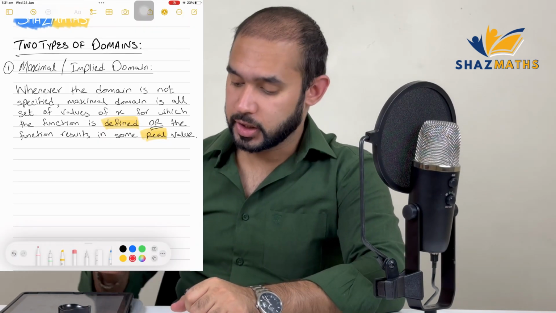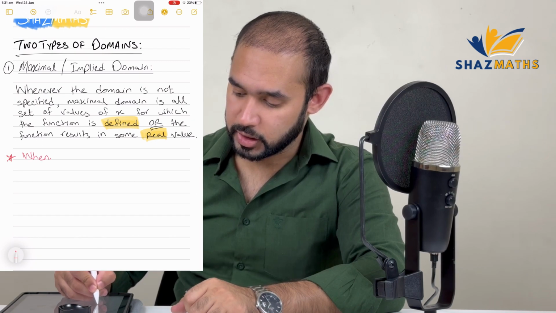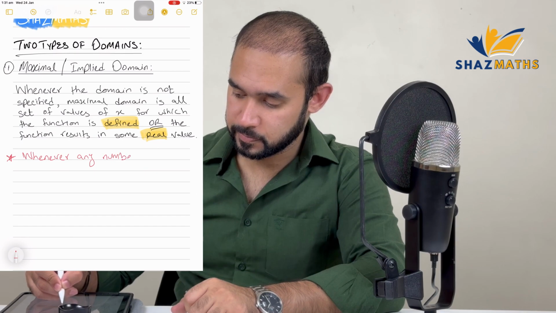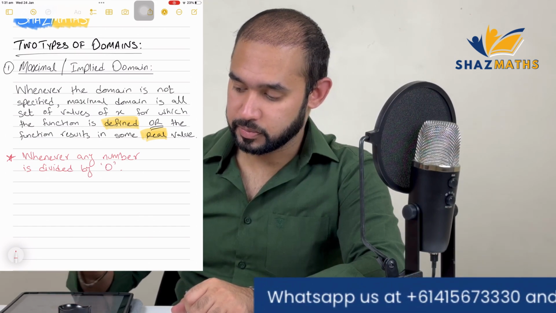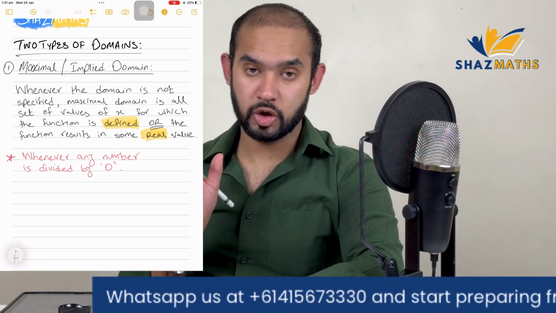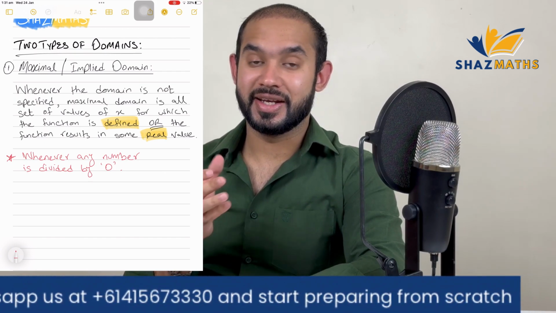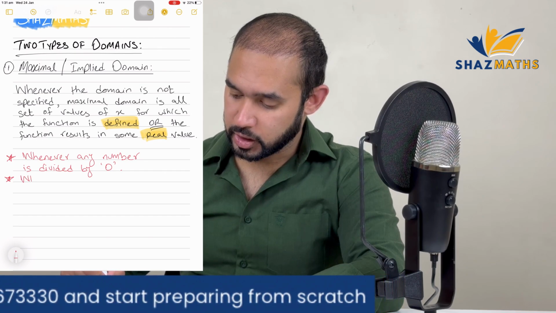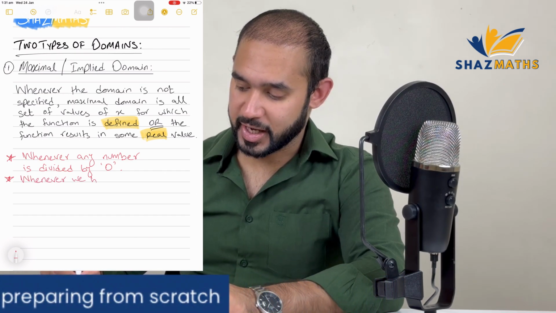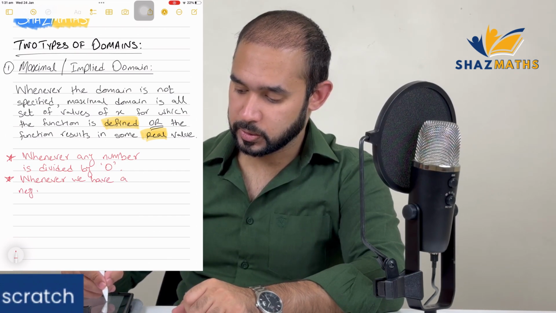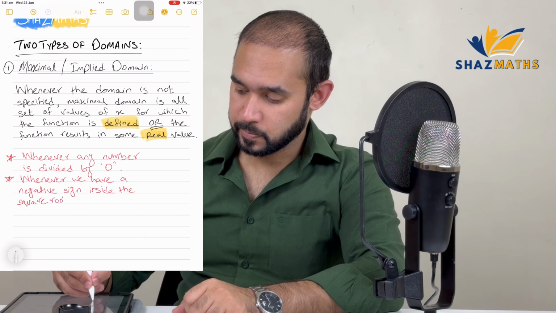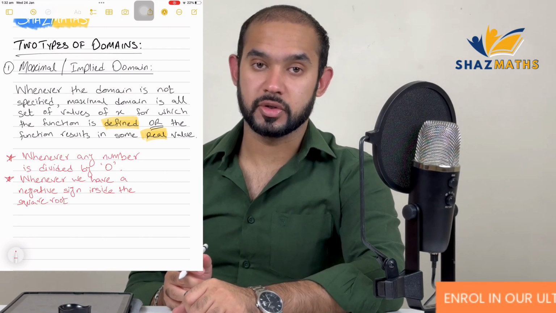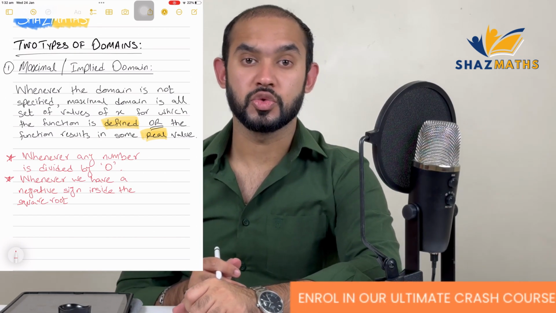Let's have a look. The first case would be whenever any number is divided by 0. In other words, whenever 0 is in the denominator of a fraction, that would always result in an undefined value. The second case is whenever we have a negative sign inside the square root. For this type of scenario, there would always be complex roots. In other words, the roots will not be real.